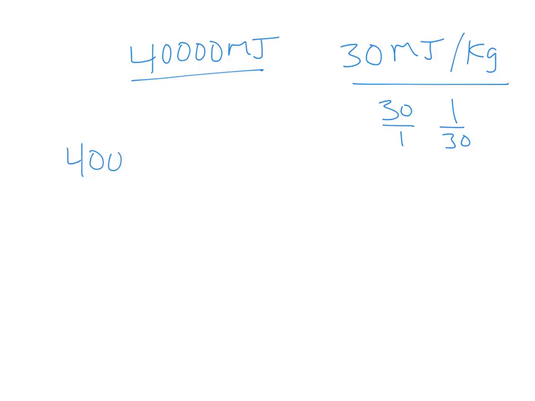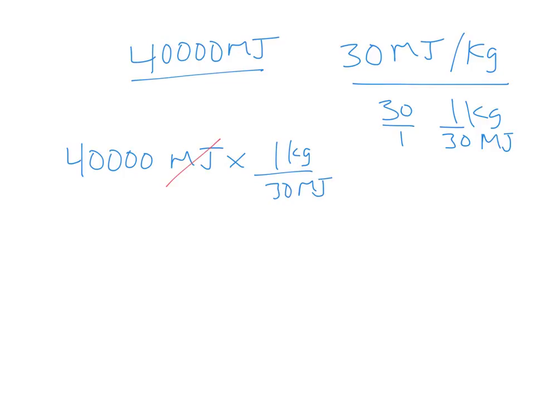So if you say 40,000 megajoules, and using these ratios, we're going to want 1 kilogram over 30 megajoules, so the megajoules cancel out, and that leaves us kilograms as my final answer. So 40,000 divided by 30, and you're going to get an answer of 1,333 kilograms of coal.